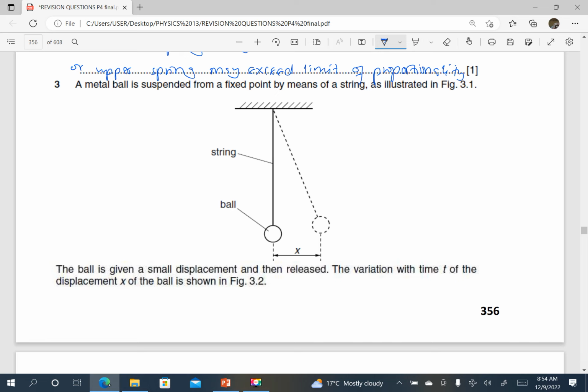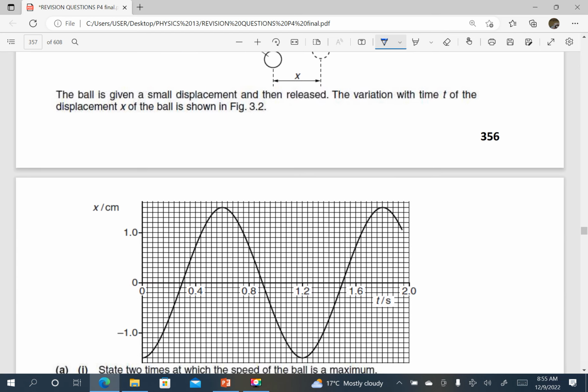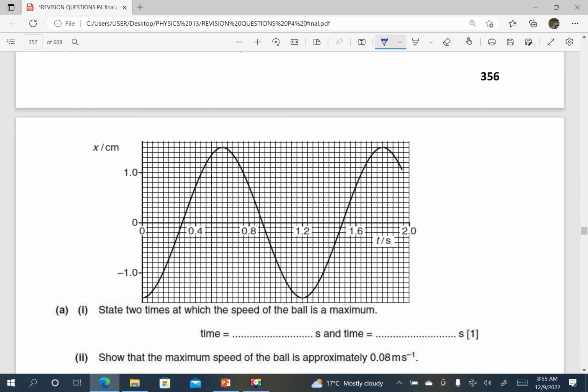The ball is given a small displacement and then released. The variation with the time t of the displacement x of the ball is shown here in the figure. So here we have a figure for the displacement against time for the ball. State two times at which the speed of the ball is maximum.